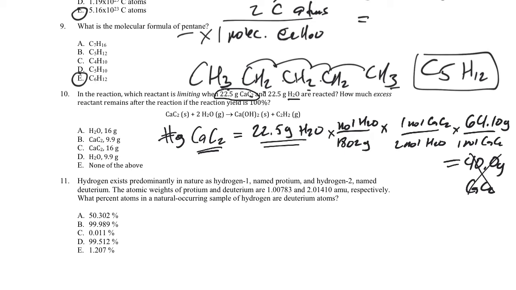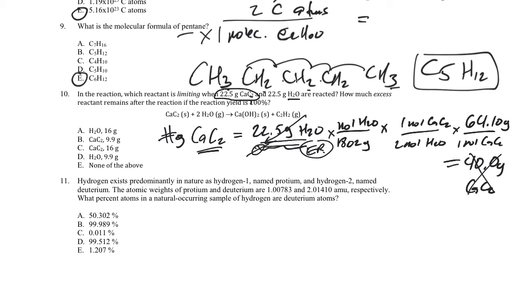Okay, so calcium carbide is not the excess reactant. Water has to be the excess reactant. So we've just determined that water must be the excess reactant, and therefore it's not the limiting reactant. If it was the limiting reactant, it would have been totally consumed down to 0, and then the calcium carbide given would have been less than the quantity that we have available, and then it would have been left over.